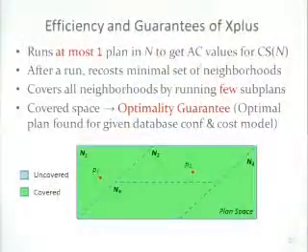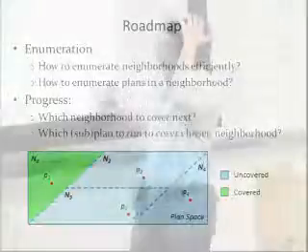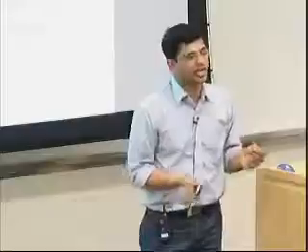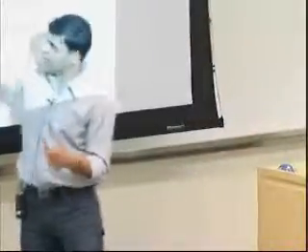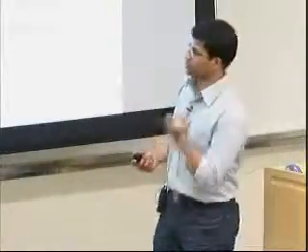Okay. So now, let me just take a step back and ask about this. I've kind of shown you how Xplus works at some level. So what are the challenges, right? What are the sort of technical problems that have to be solved? How do you enumerate all of these neighborhoods, right? How do you enumerate plans within a neighborhood? Pick a plan within a neighborhood to actually run our subplan, right?